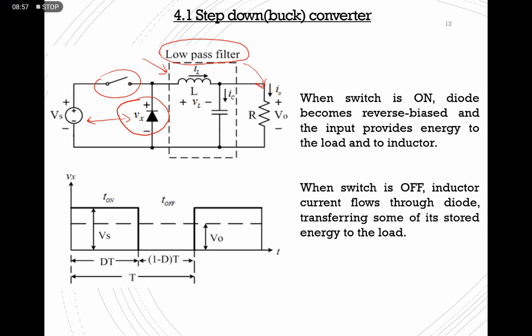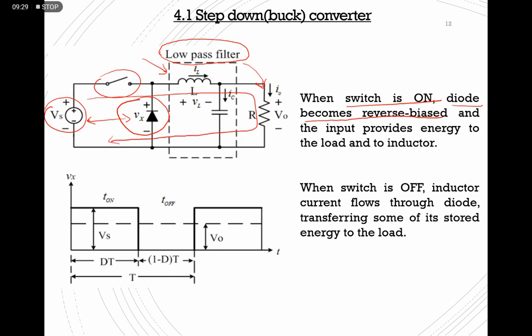So when your switch is on, your diode needs to be the other way around, which is your diode needs to be reverse biased. So your diode needs to be off, so that the current flow will be from your input to your load over here.